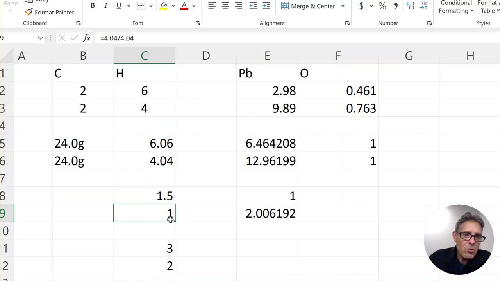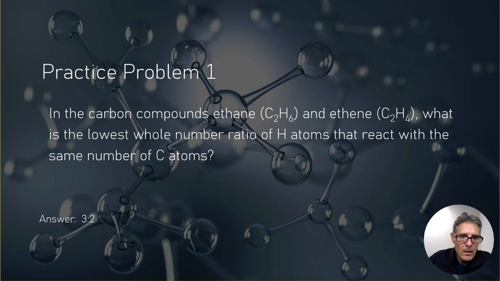So now I know my ratio is 1 to 1.5. But if I want a simple whole number ratio, I've got to convert those into whole numbers. To do that, if I just multiply both of them by 2, I end up with a simple whole number ratio. And so that's going to give me my answer to the question. What's the simple whole number ratio of hydrogens to carbon here? That would be 3 to 2. And sure enough, our answer is 3 to 2.